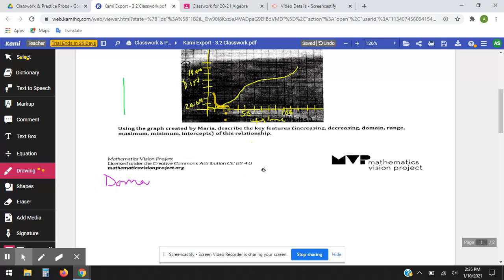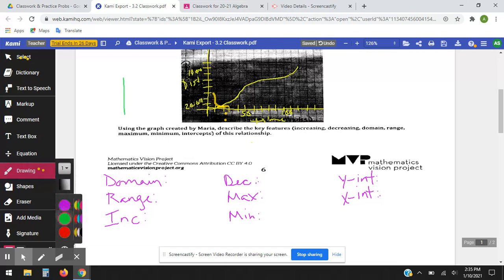So we have domain, range, we have increasing, we have decreasing, we have maximum, we have a minimum, and we have a y-intercept. And let's go ahead and put x-intercept on this one. Okay, so as we're doing this, domain.